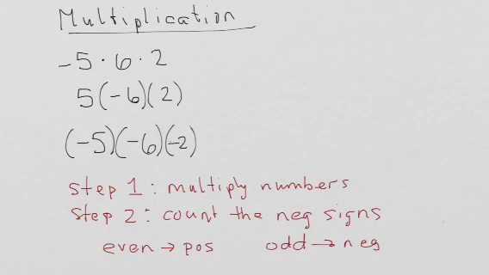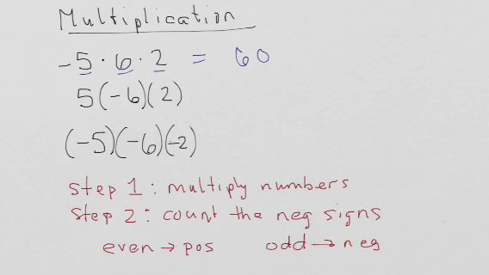So that first one, step one, says multiply the numbers. It means I'm not going to worry about positives or negatives. I'm just going to times the 5, the 6, and the 2. Well, 5 times 6 is 30, and 30 times 2 makes 60. So that would be step one.